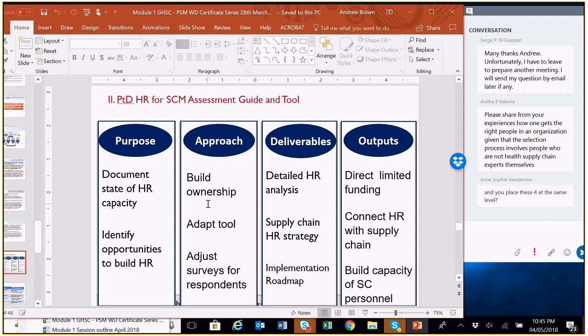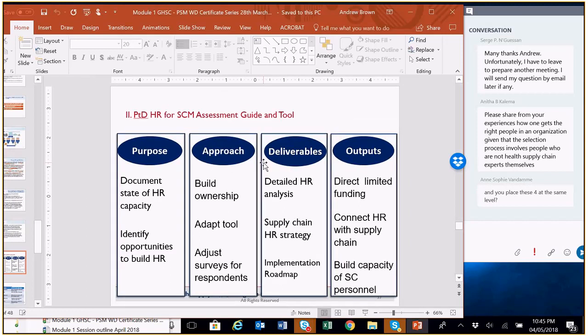Now, for the last 15 minutes, I want to turn our attention to doing supply chain management assessments for human resources. One of the pre-reading activities was to have a look at a toolkit called the HR Assessment Guide and Tool. The purpose of that particular assessment, which is quite easy to do, is to document the current state of human resources capacity and identify opportunities to build human resources structures as well as the people themselves.